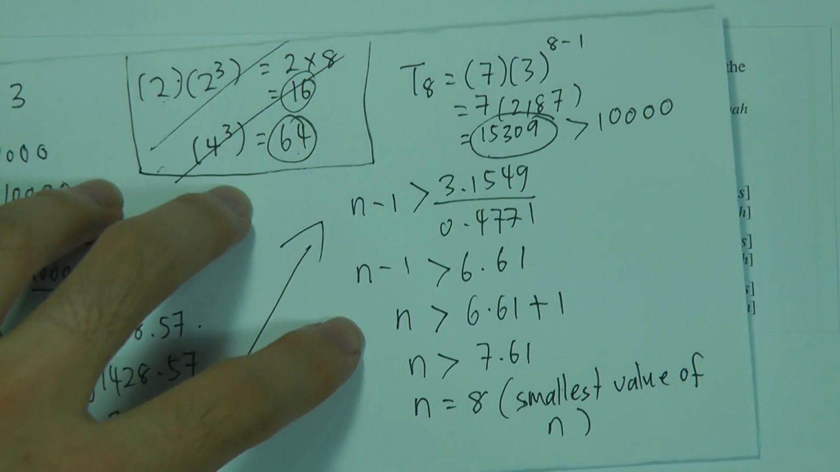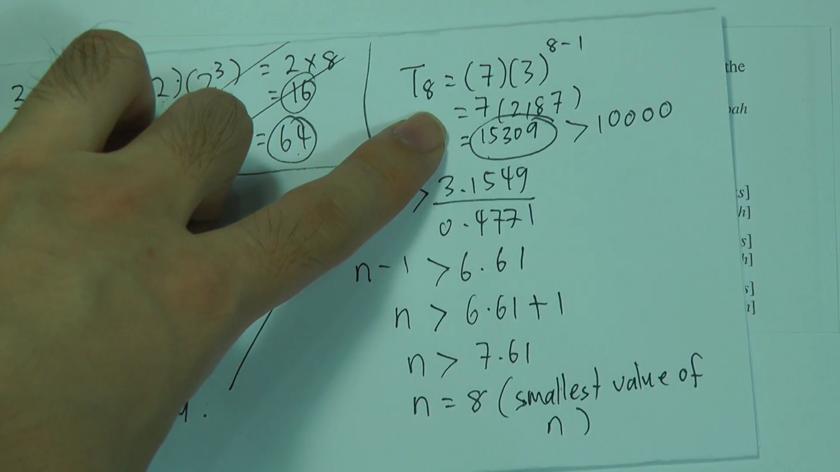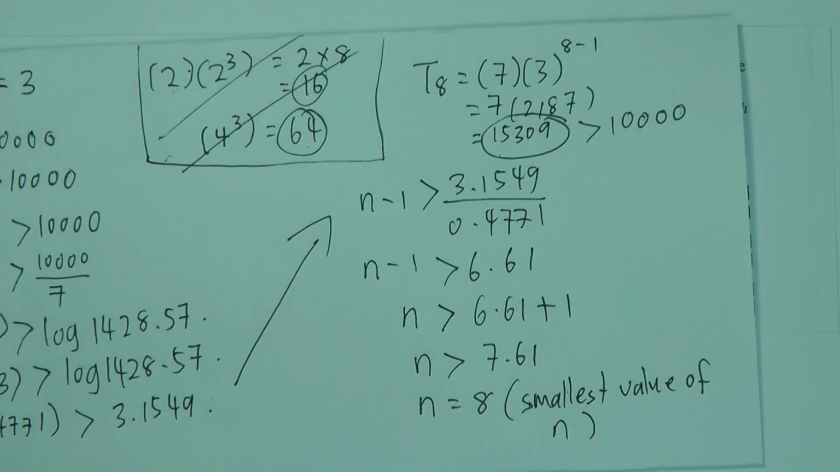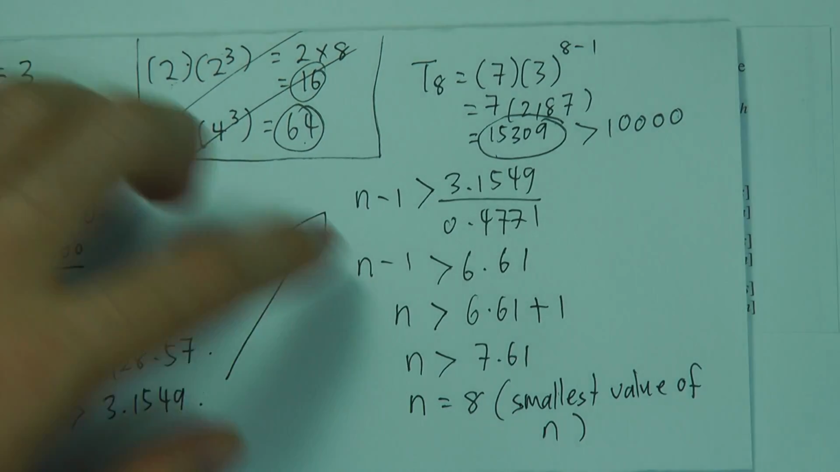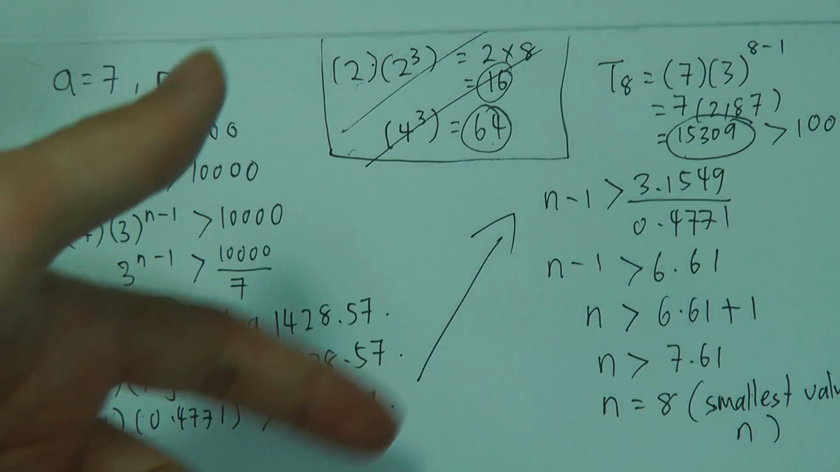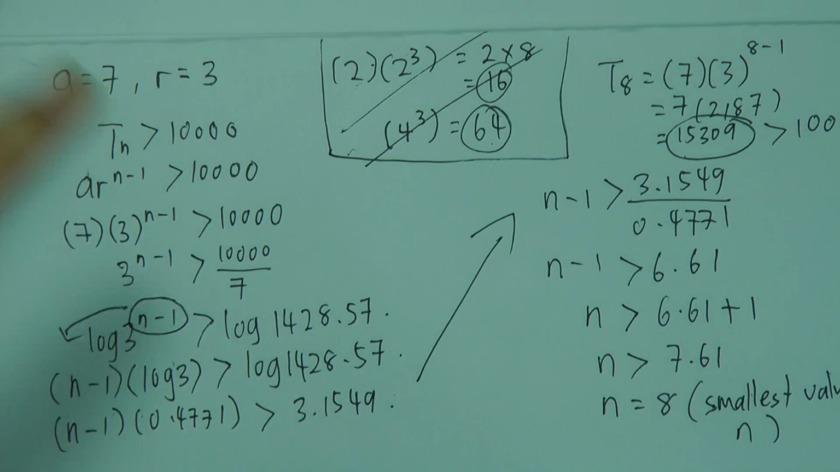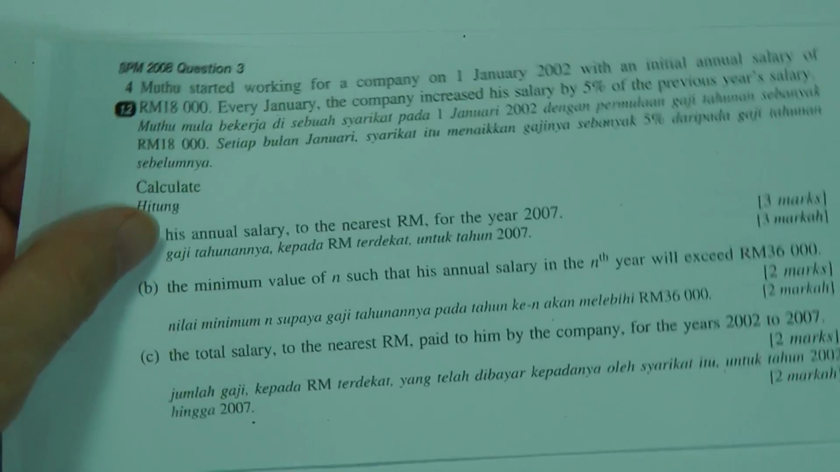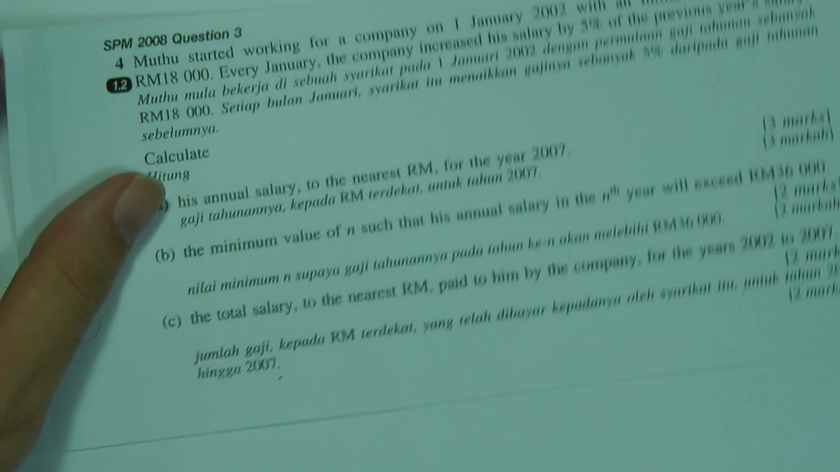Of course, you might argue that T7 maybe is more than 10,000. Okay, you just do it yourself. For T7, I can be sure that the value is actually smaller than 10,000. This one involves logs, which means you have to know how to use logs to solve this kind of question. So let me explain another question quickly, because my video camera has run out of battery.